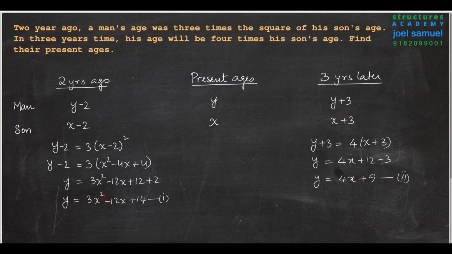Since both equation number 1 and 2 are in terms of y, we can equate the two. So we say equate 1 and 2. We can write 3x square minus 12x plus 14 is equal to 4x plus 9, which gives us the quadratic 3x square minus 16x plus 5 is equal to 0.